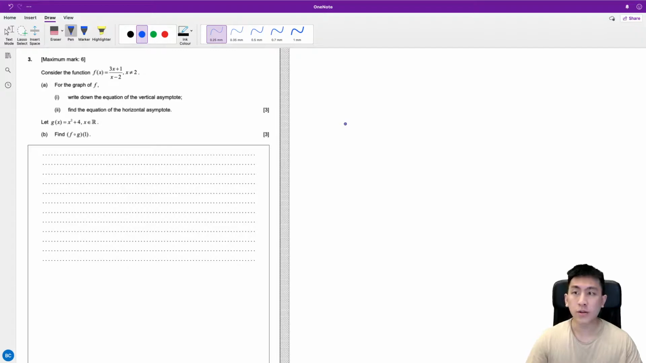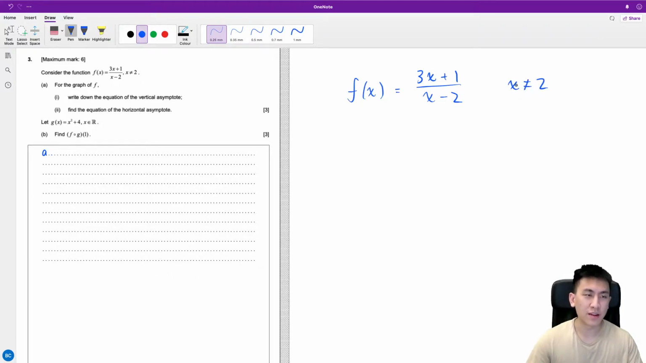All right, question 3 is to do with functions. So they tell you that there is a function. Let me just write it out here, f(x), which is (3x plus 1) over (x minus 2), and of course x can't be 2. And to be honest, that already tells you the vertical asymptote. Actually, part 1 is quite easy because they already tell you that. So for the graph of f, write down the vertical asymptote.